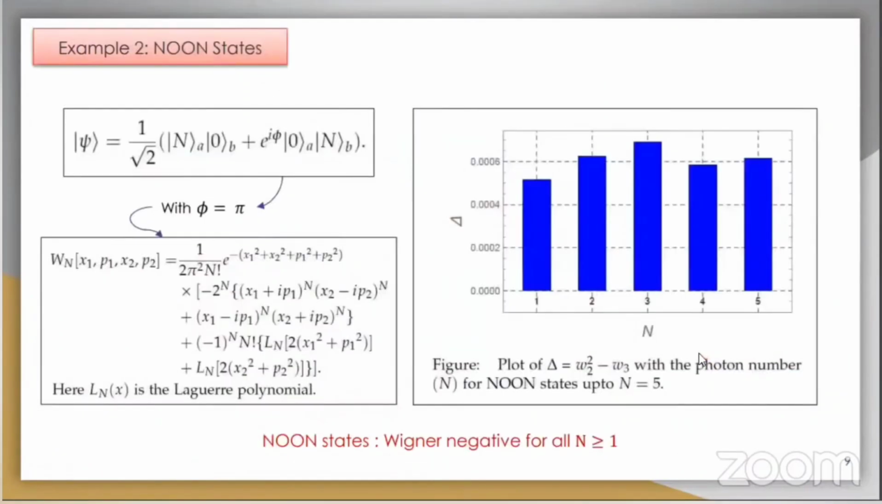And for the second example, we can consider the N00N states, where we have n photons in one mode and 0 photons in the other mode. It's a 2-mode state. With this state, we can calculate the Wigner function and then check whether they violate our criterion or not. And we found that for all n greater than or equal to 1, they violate our criterion, hence they are Wigner negative.